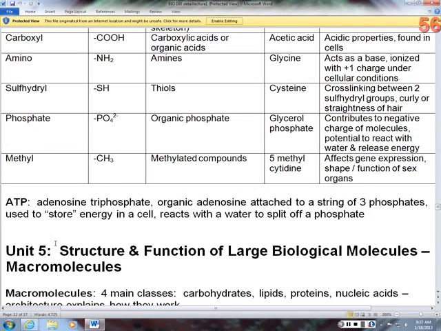So ATP, your adenosine triphosphate, it's an organic adenosine molecule attached to a string of 3 phosphates. And this is going to be used to store energy in the cell. It will react with water to split off the phosphate.